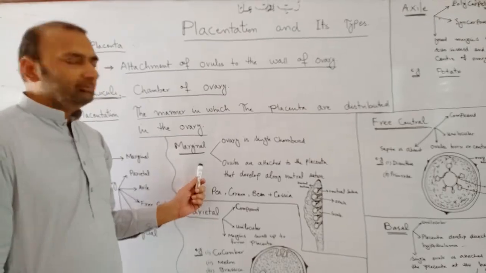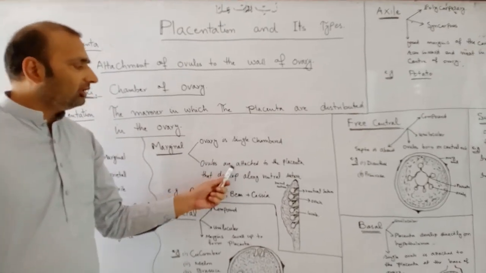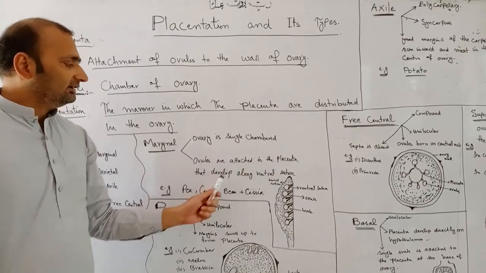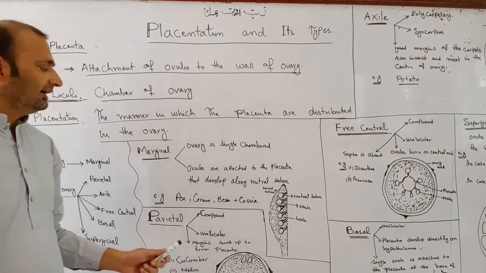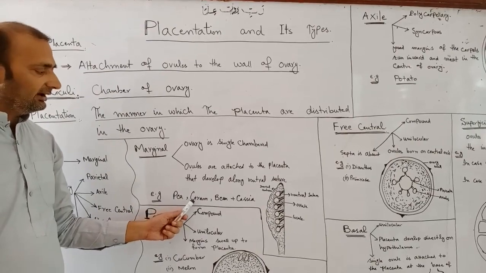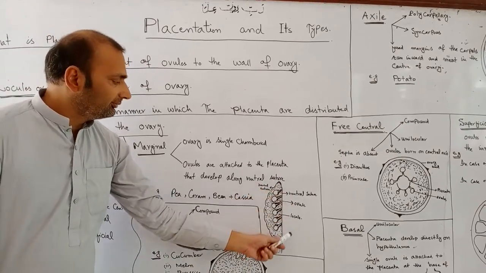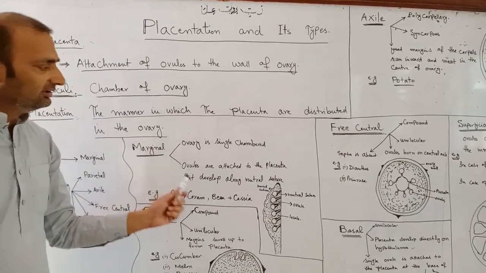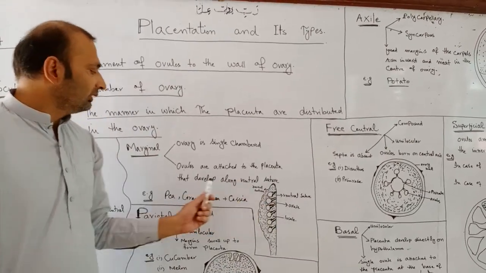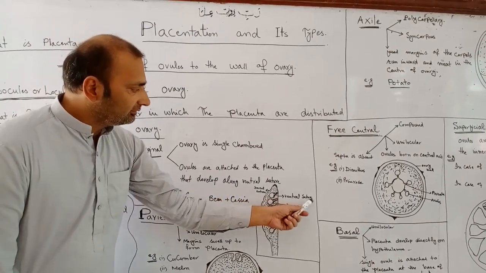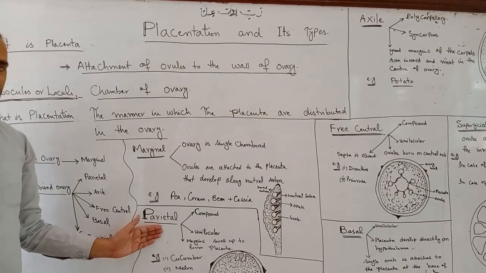In case of marginal placentation, the ovary is single chambered. Ovules are attached to the placenta that develops along the ventral suture. Example: pea, gram, bean, cassia. This is the example of marginal placentation in which ovules are attached to the placenta that develops along the ventral suture.